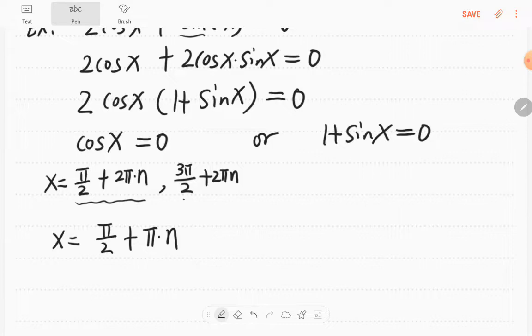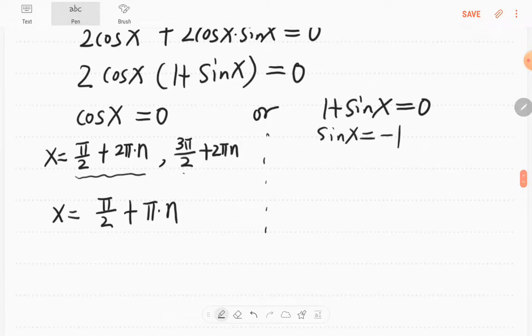Pi times n. So this is the one solution for this part. And this part is sine x equals -1. Where sine x equals -1, we only have one angle, right? So x equals what in one period? It's 3 pi over 2, then plus 2 pi times n.